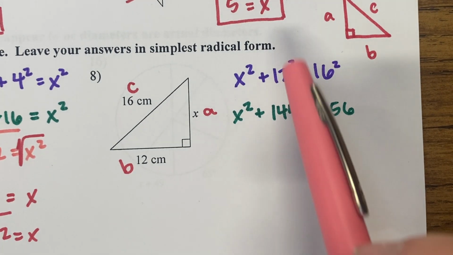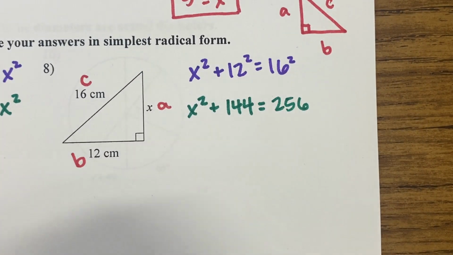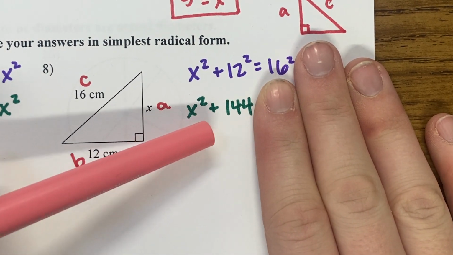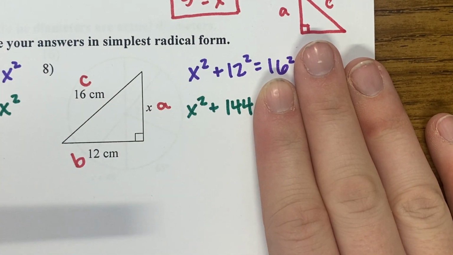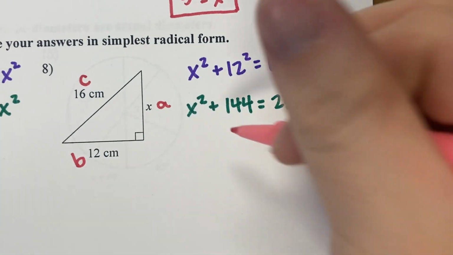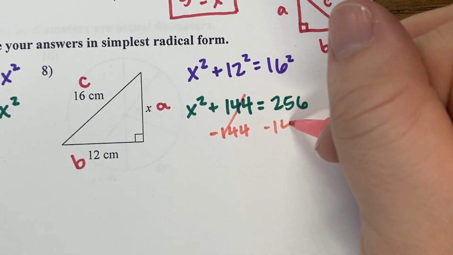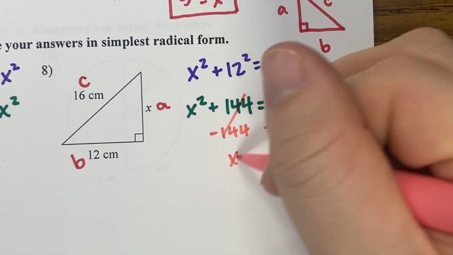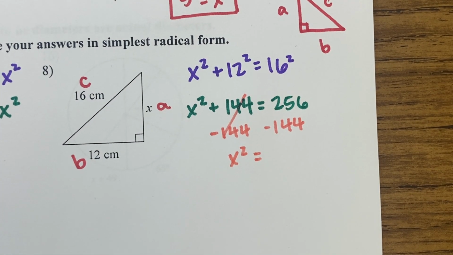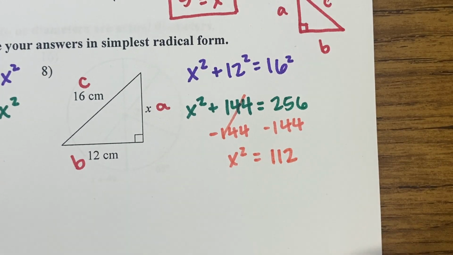So we've been combining numbers on the other side, but now looking at our side with our x, we actually need to get rid of a number. We need to move this number so we can get x by itself. So I need to do the opposite of plus 144, which is to subtract 144 on both sides. So I get x squared is equal to 256 minus 144. It's going to give me 112.